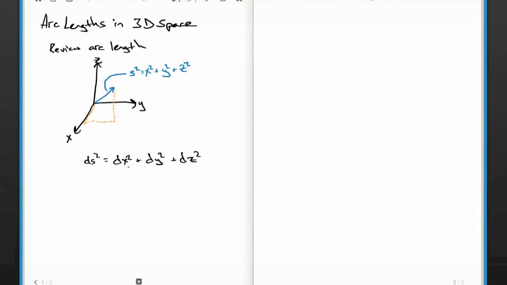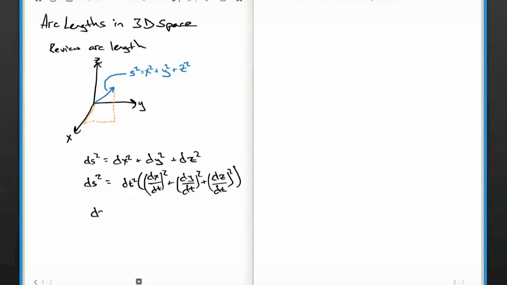Well, what I'm going to do is factor a dt squared out of this thing, and that seems like a little silly, but I'm going to do it anyway. I'm going to take ds squared, and I'm going to take out a dt squared of this thing, which leaves (dx/dt) squared plus (dy/dt) squared plus (dz/dt) squared. And if I just want the differential arc length, I can take the square root of this whole thing.